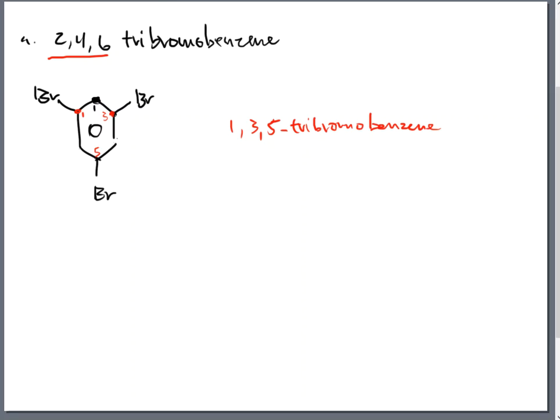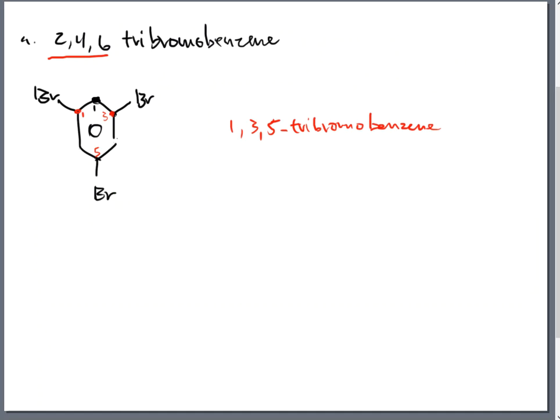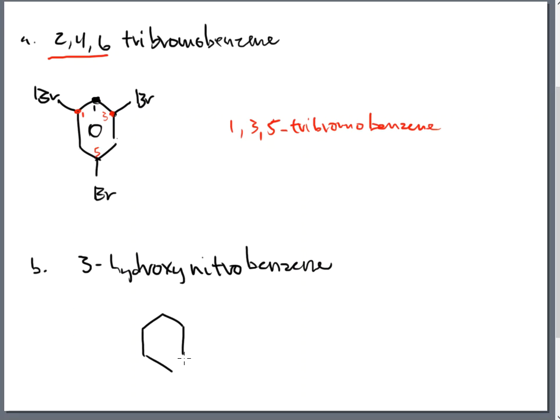Now, let's look at another one. For B, correct the following names. 3-hydroxynitrobenzene. All right. So let's try to name this thing. Or draw the structure, sorry. So we've got 3-hydroxynitrobenzene. All right. So if I had to draw this, here's the structure of my benzene ring.